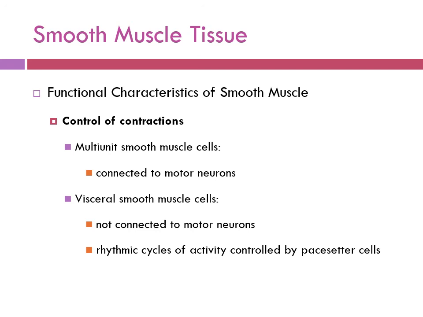We've got multi-unit smooth muscle cells connected to motor neurons, and visceral smooth muscle cells are not connected to motor neurons, but they are controlled by pacesetter cells. So cells within like the digestive system can control their own contractions and propel food and digestive boluses through the digestive system, and those can be acted on by local hormones and other things that get released locally instead of requiring a motor nerve innervation. So I really struggled on that slide.